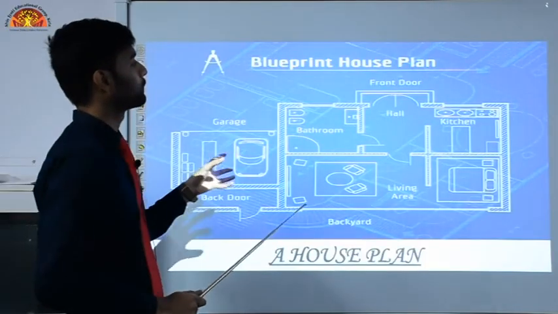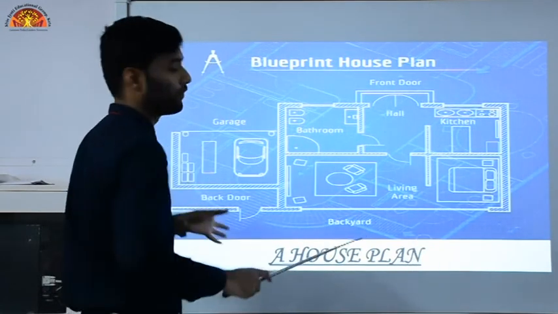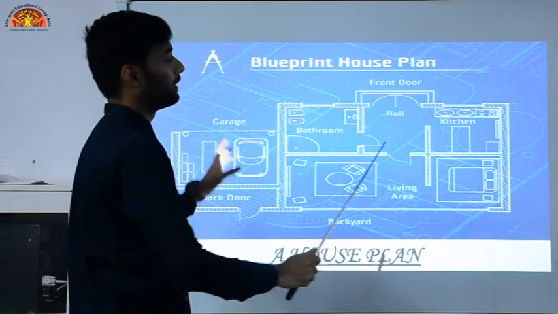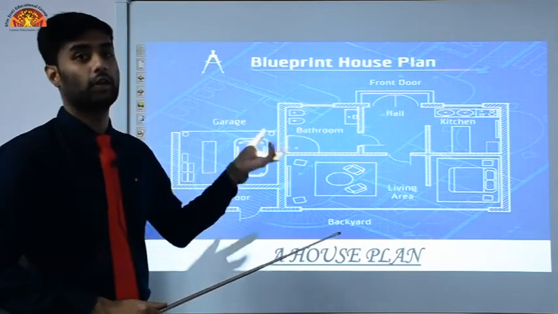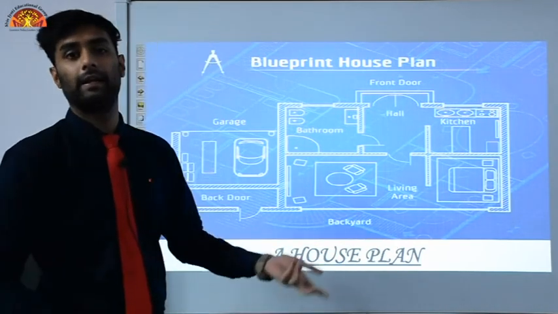Here is the blueprint house plan. In this house plan, you can see where is the bathroom, hall, kitchen, the length and breadth of your walls, and where is the front door, where is the garage, everything. This won't be shown on a map, right? You can't see your house on a map. That is why for these things a house plan is used, a building plan.